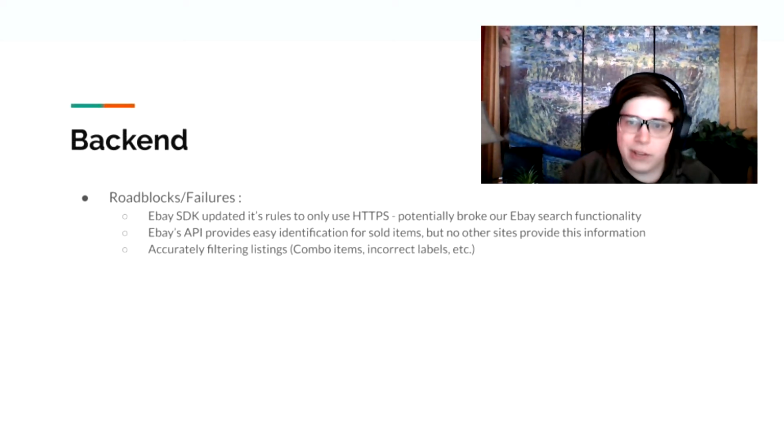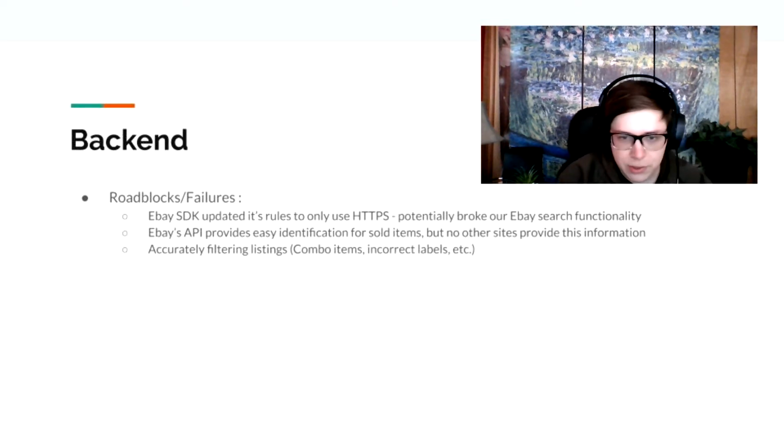Lastly, we need to make sure that our filtering is good enough to catch things like combo items or listings that have incorrect information. For this, we really just want to make sure that we're testing all the cases we can think of and just making sure that our functions are returning correct results.